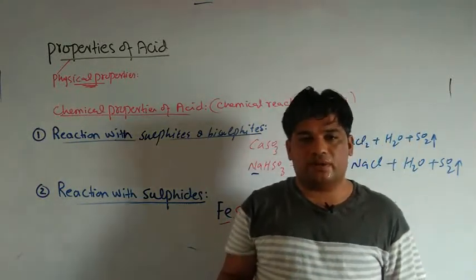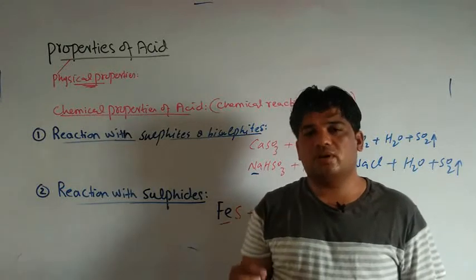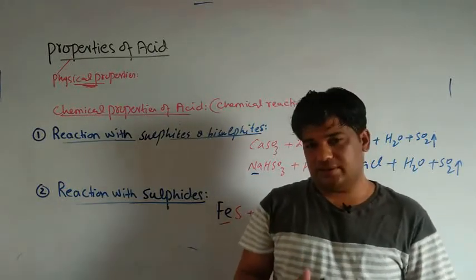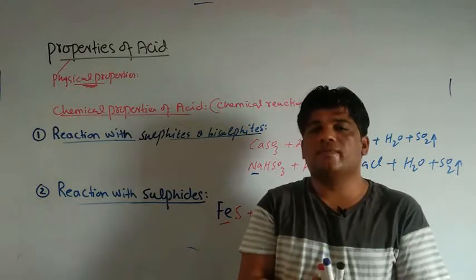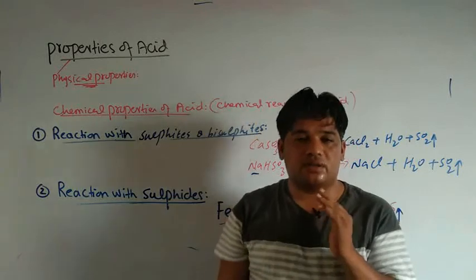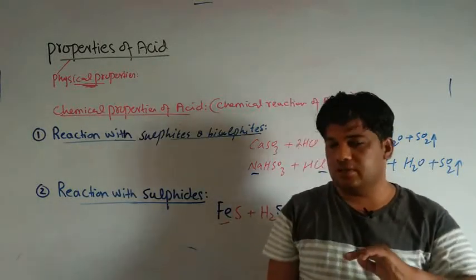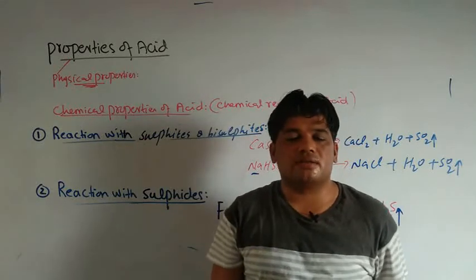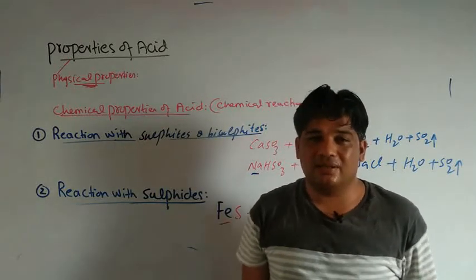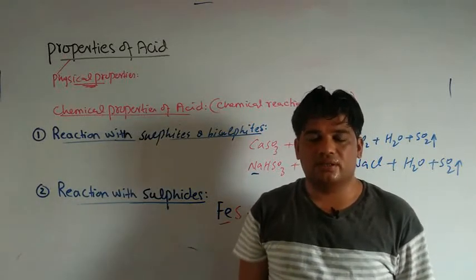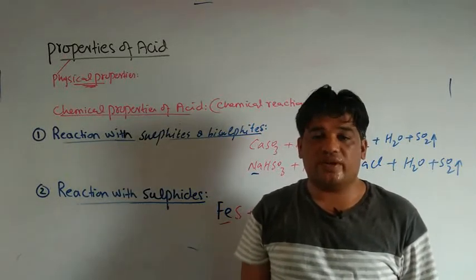So that is all about the chemical property of the acid, which is also called the chemical reaction of the acid. That is reaction with metal, reaction with carbonate and bicarbonates, reaction with sulfides, reaction with sulfates and bisulfates, and last reaction with base. Acid react with base. The name of such a reaction is known as neutralization reaction, which is very, very important.